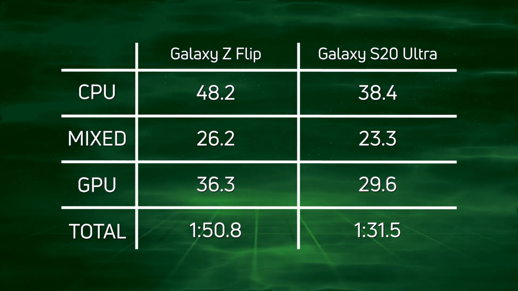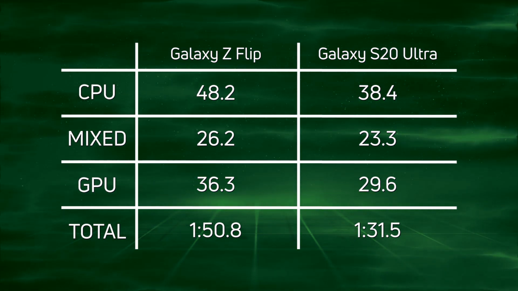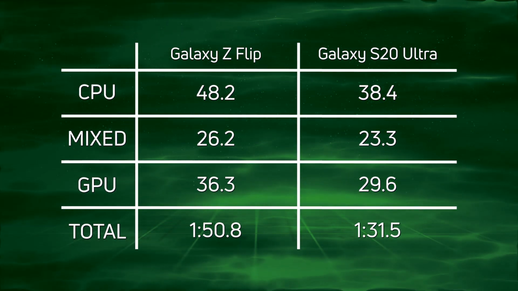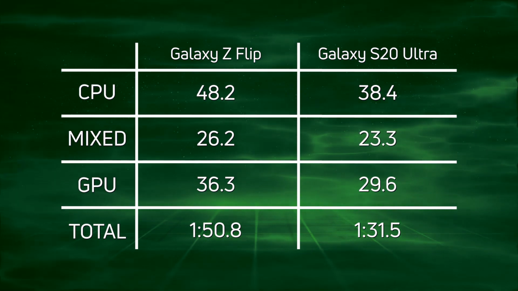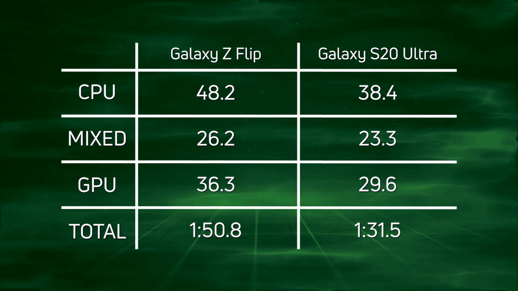And then finally, when we get into the GPU, remembering this is the difference between 1080p and 1440p, 1440p for the Galaxy S20 Ultra, 36.3 versus 29.6. So a convincing win in every category for the Galaxy S20 Ultra, giving it an overall time of 1 minute 31.5. My name is Gary Sims, this is SpeedTest G.